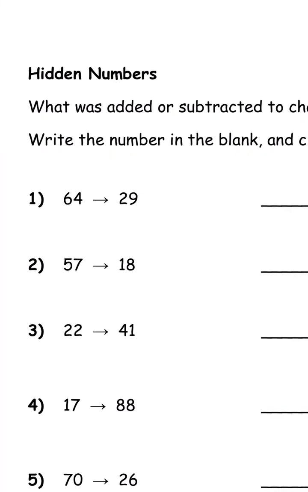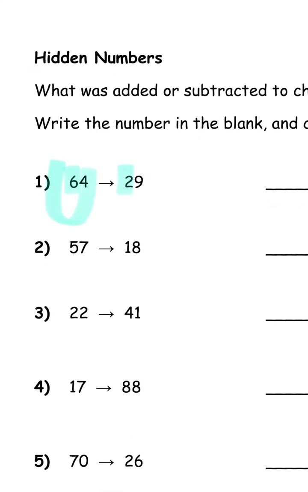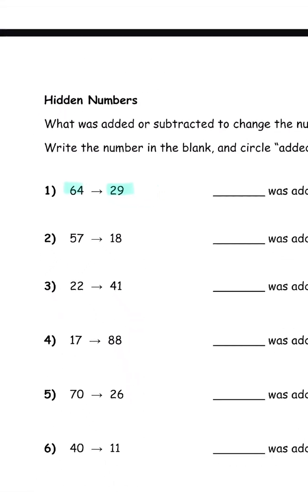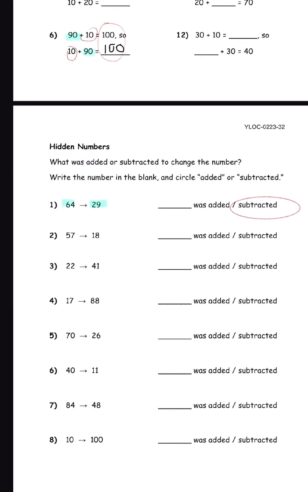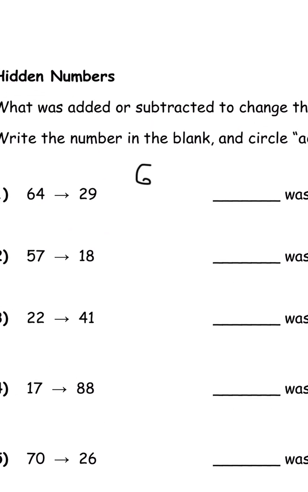So is 64 greater than 29, or is it less than 29? To find this one out, we can just simply look at the tens place, right? And 6 is greater than 2, so that means 64 is greater than 29. So because this one is greater and that became a smaller number, we know that the number was subtracted.